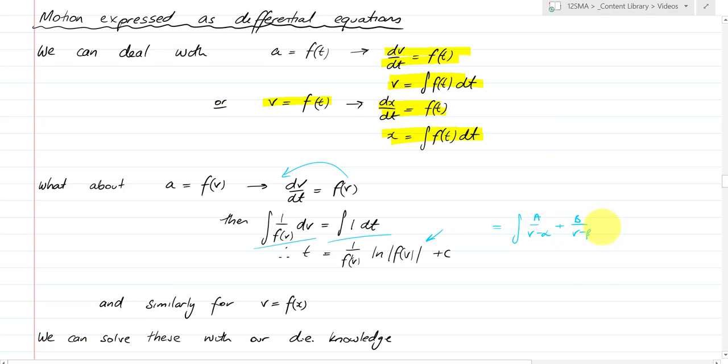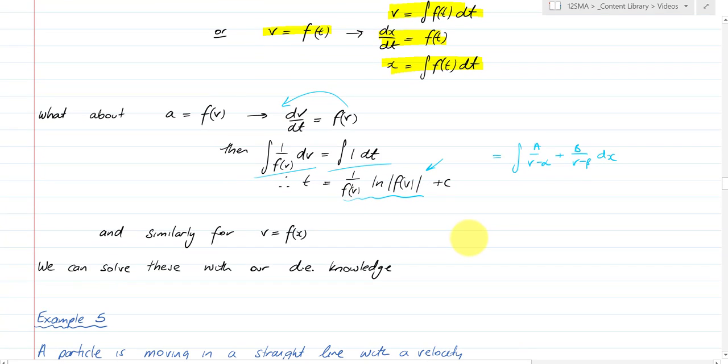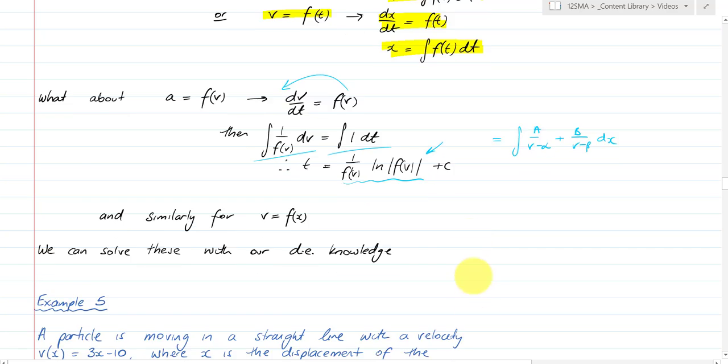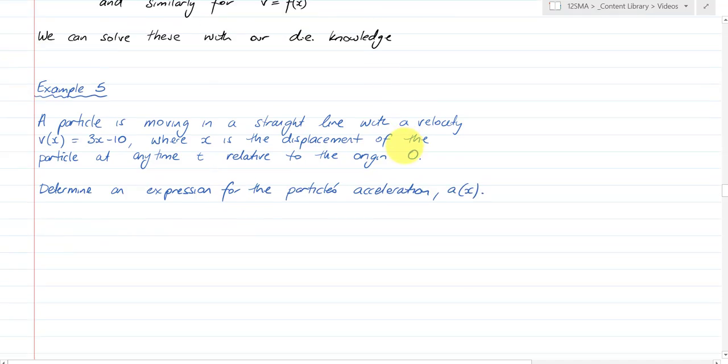So there are other options. It may be that it's the square root of 4 plus x squared or something, and it ends up being an inverse sine or an inverse cos. So there are a few different options, but this is the most common. We could do this similarly for velocity equals a function of x. We can solve these with our differential equation knowledge. Let's have a quick look at an example.